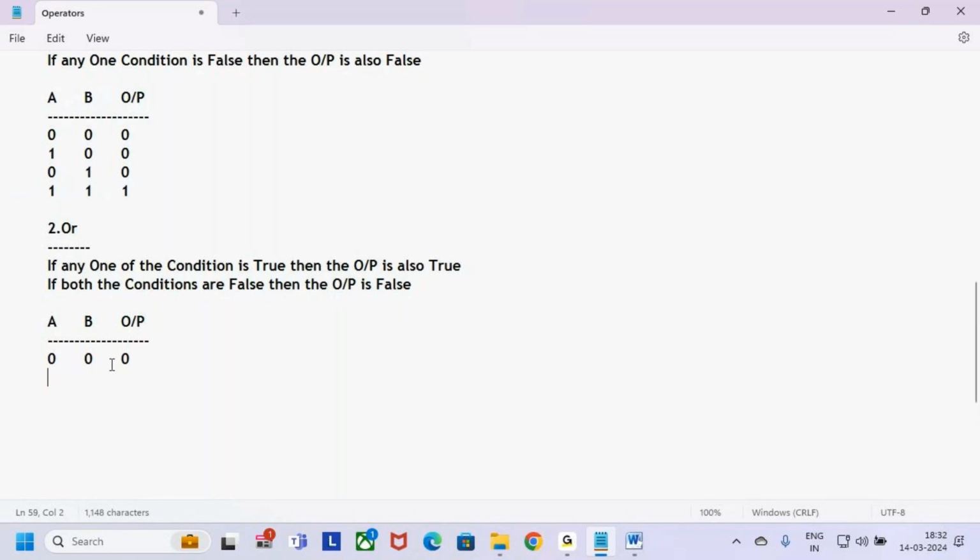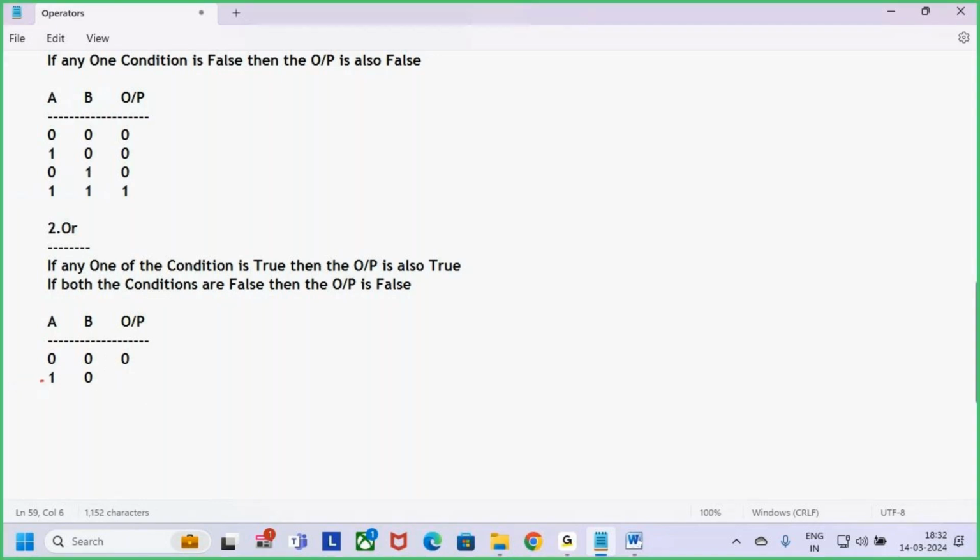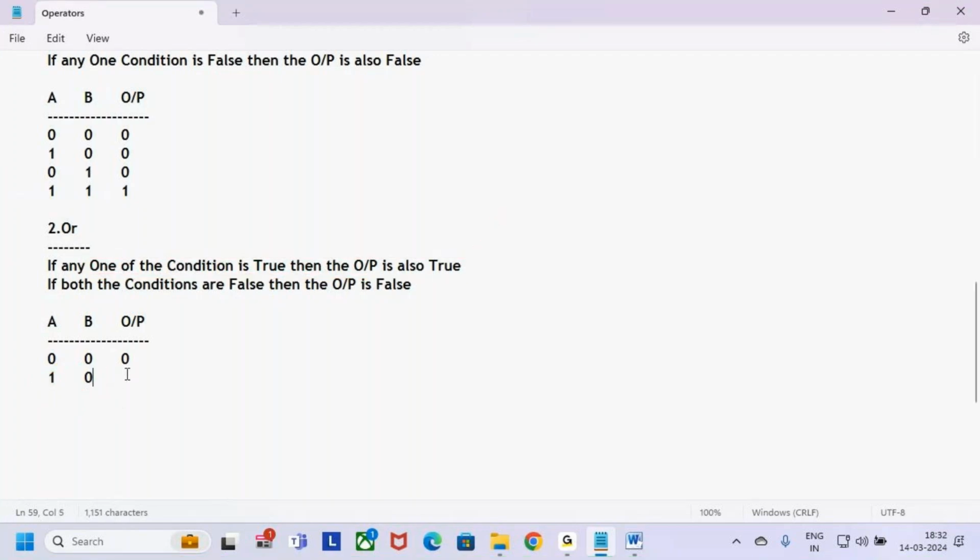And next probability, first condition is true, but the second condition is false. I said that if any one of the conditions is true, then what is the output? Then the output is also true. So we'll get the output as true. And next probability, first condition is false, but the second condition is true. Here also, first condition is false, second condition is true. If any one condition is true, what is the output? Output is also true. And next final probability, first condition is true, second condition is also true. If both the conditions are true, then here also you'll get the output as true.